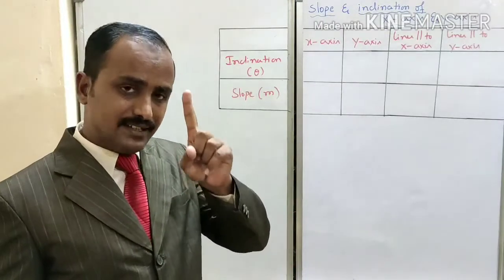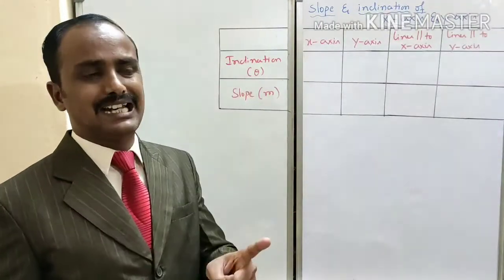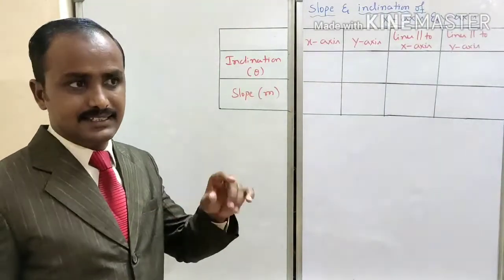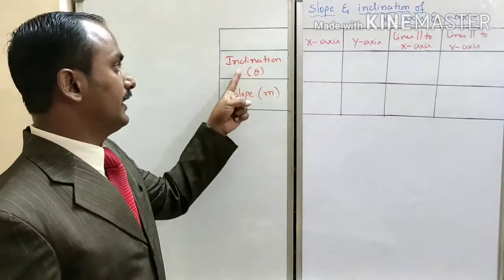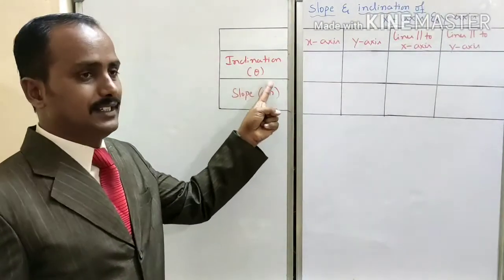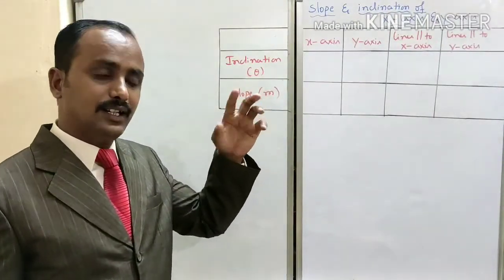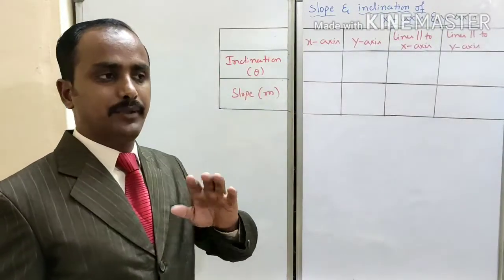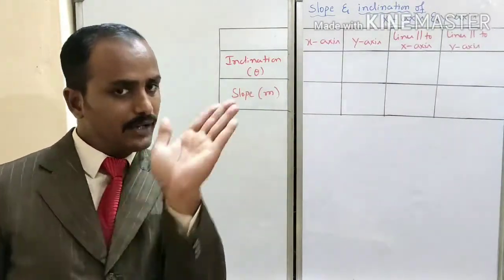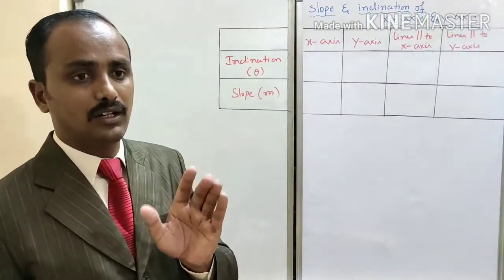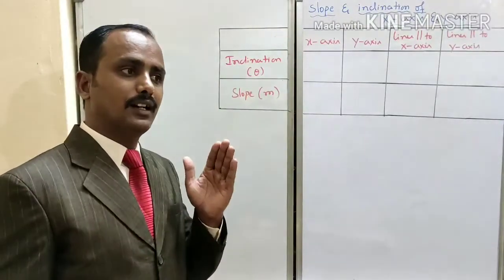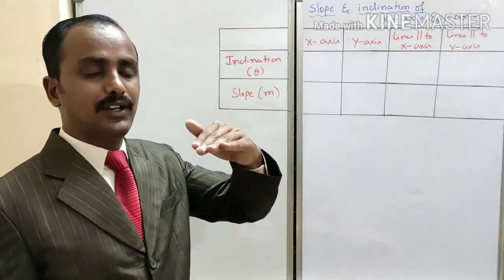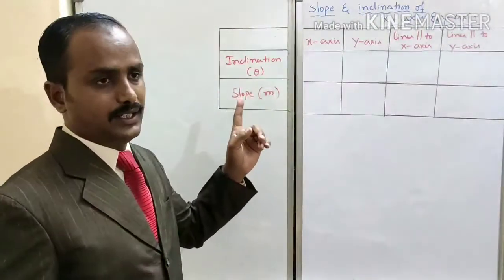Equation of a line is always a straight line. That straight line makes an angle with the x-axis. That angle we call inclination, and it can be denoted by theta. There are also two types of inclination. The angle measured with the x-axis in the anti-clockwise direction, we call positive inclination. The angle measured with the x-axis in the clockwise direction, we call negative inclination.